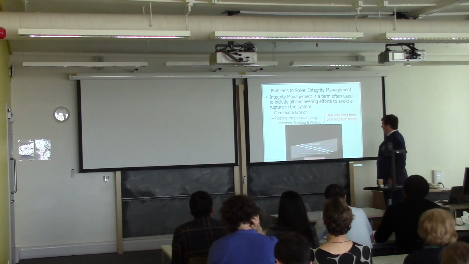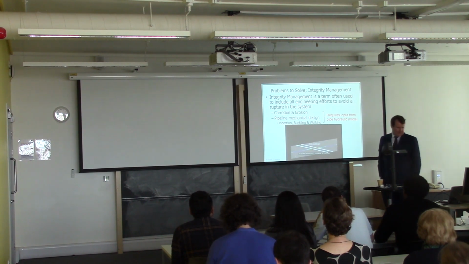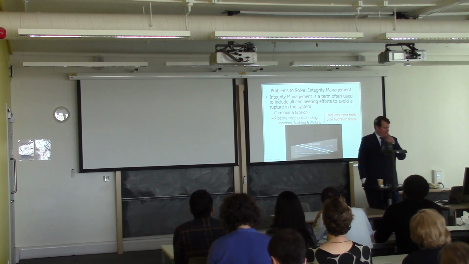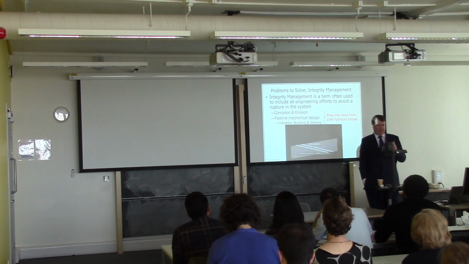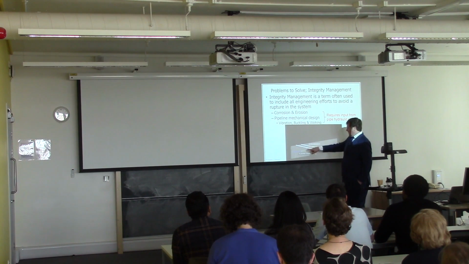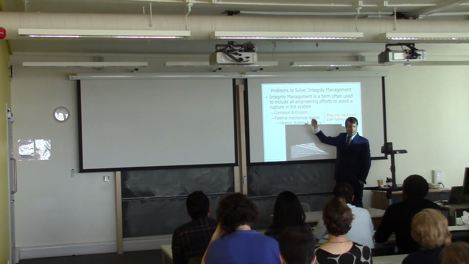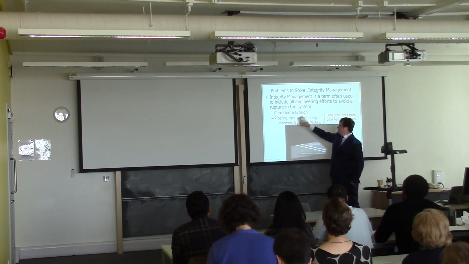Other problems here are lumped together called integrity management, and that is a catch-all term for anything that any engineering is done to avoid a rupture in the pipeline. Okay, so here's a little animation of someone doing something, but this is including corrosion, which is chemical reaction with the steel and nibbling away at the wall.